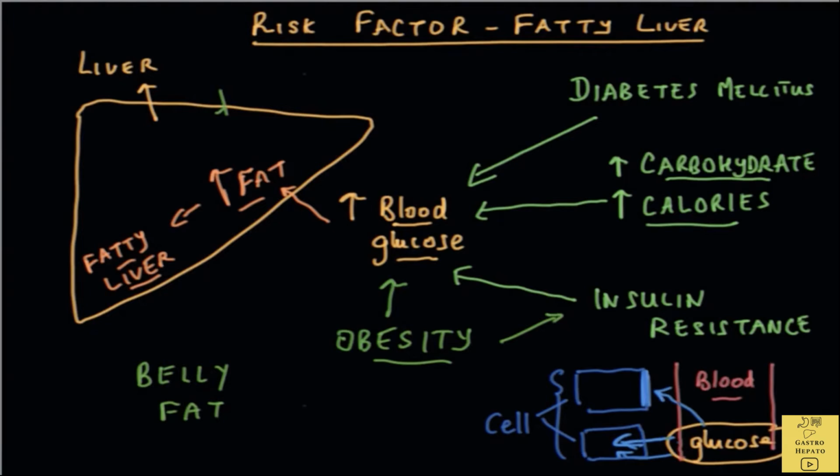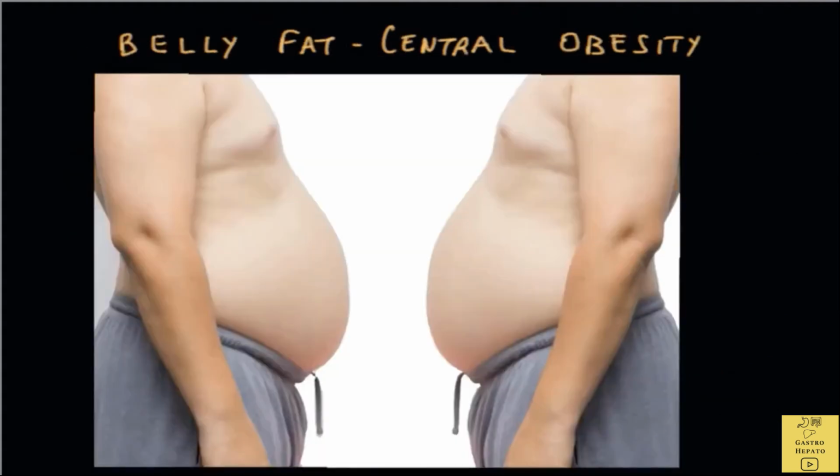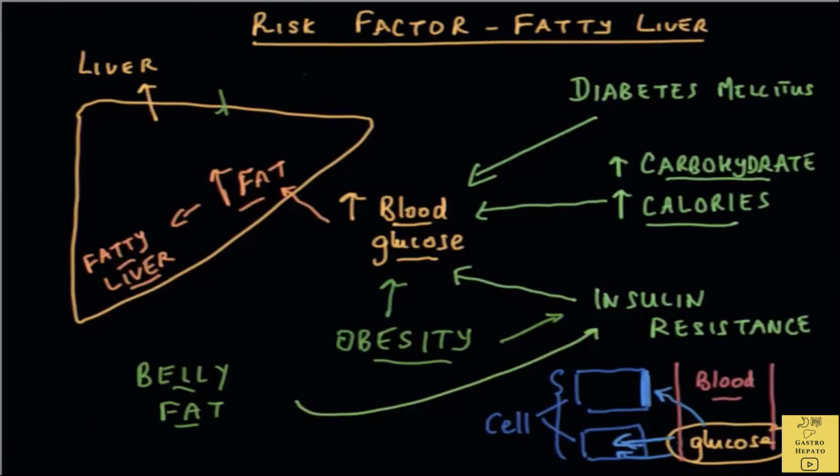Distribution of fat is important. Fat that accumulates in the abdomen is called belly fat and is particularly bad for the liver. In medical terms, belly fat is called central obesity. This slide shows you images of belly fat or central obesity. Belly fat is worse for the liver when compared to fat found in arms, legs, and buttocks. Some people with normal BMI may have excess belly fat. They too are at an increased risk of suffering from fatty liver.